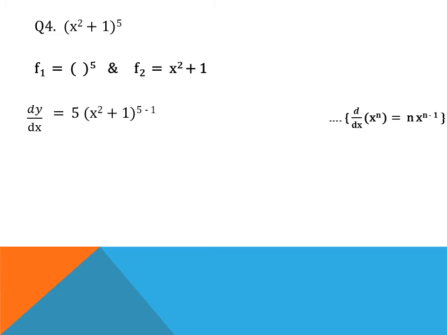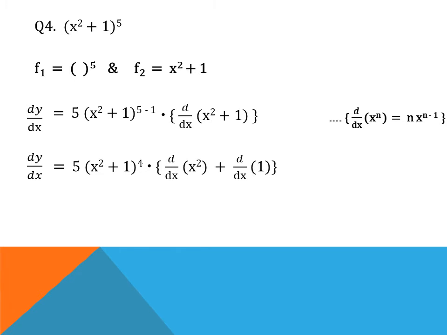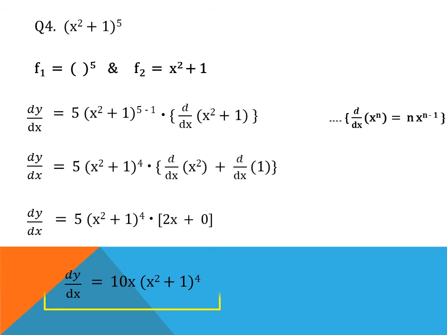So the derivative will be 5 into (x square plus 1) raised to 5 minus 1 into the derivative of x square plus 1. So the next step would be 5 into (x square plus 1) raised to 4 into the derivative of x square plus the derivative of 1. Now the derivative of x square, as we know, is 2x and the derivative of 1 is 0. So when we open the bracket and multiply, we'll have the answer as 10x into (x square plus 1) the whole raised to 4. Next question is a bit different.